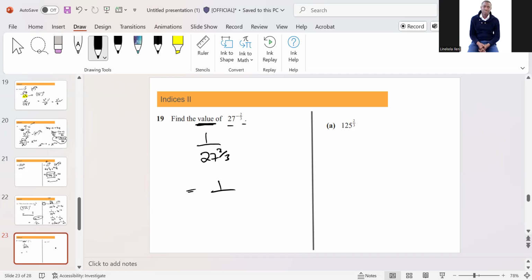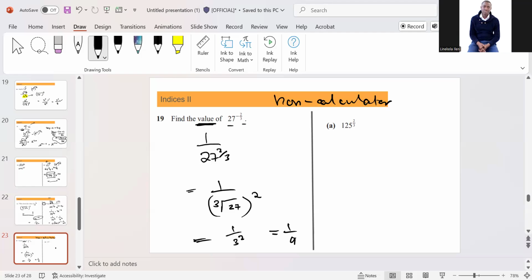So that would be 1 over the cube root of 27. You need to know what the cube root of 27 is, obviously. The cube root of 27 is just literally 9. I mean 3. So that will become 1 over 3 to the power of 2, which is basically 1 over 9. So this you can find really on the non-calculator.